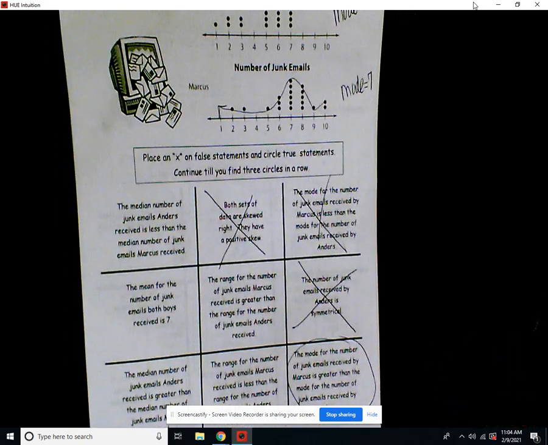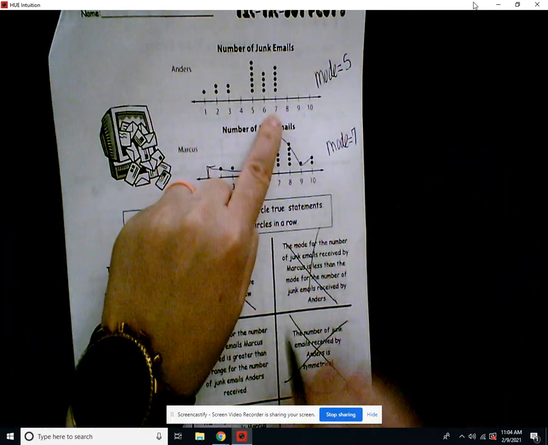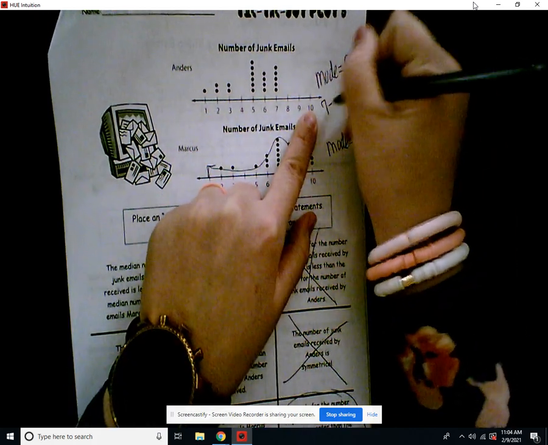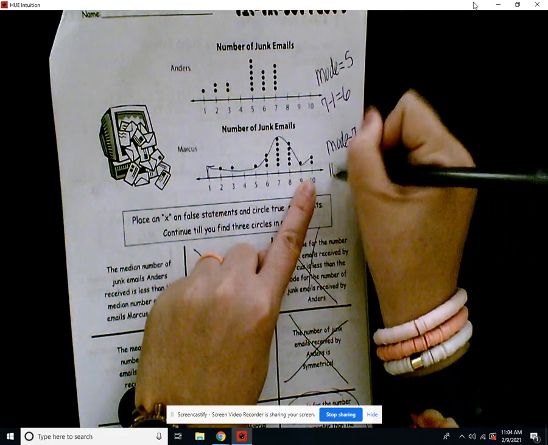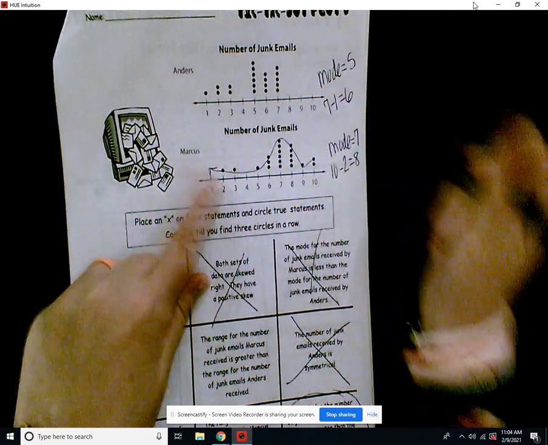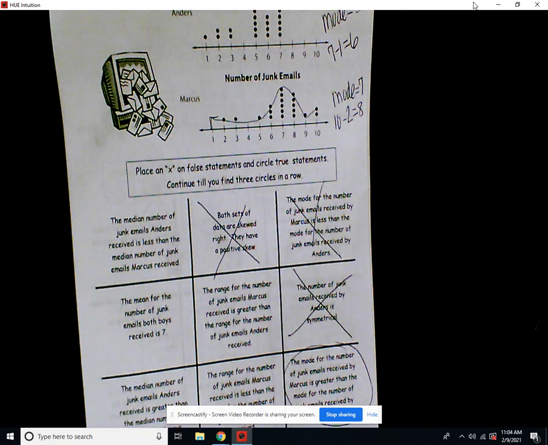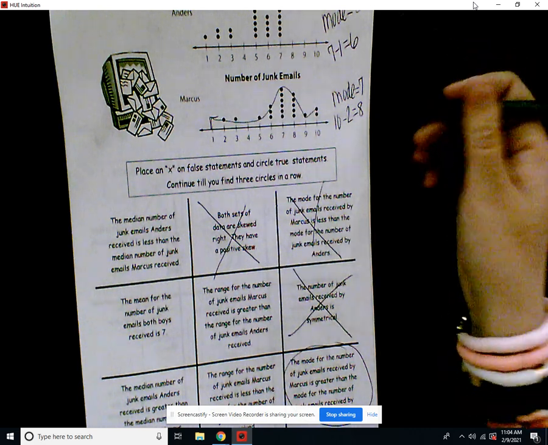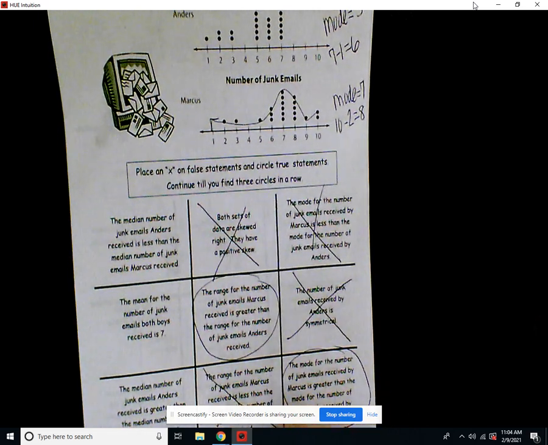All right, so now let's look at range. So range is going to be the highest minus the lowest. Okay, so we're looking at dots. So the range for Anders has a dot at 7 and 1. So 7 minus 1 is 6. Marcus has a dot at 10. And his lowest has a dot at 2. So 10 minus 2 is 8. So now we can see which one is right. The range for the number of junk emails Marcus received is greater than the range junk emails Anders received. And is Marcus bigger than Anders? Yes. So that means the one below it is wrong.